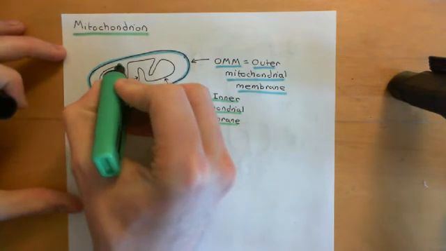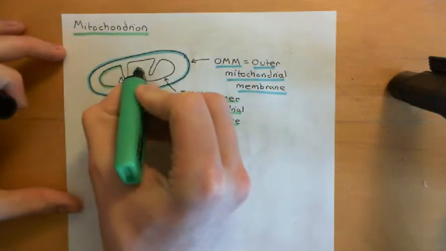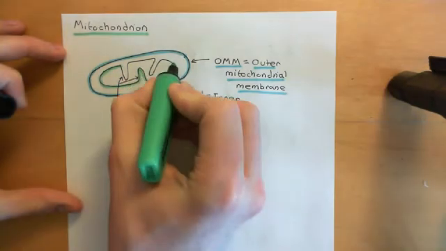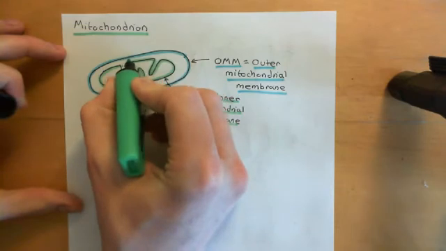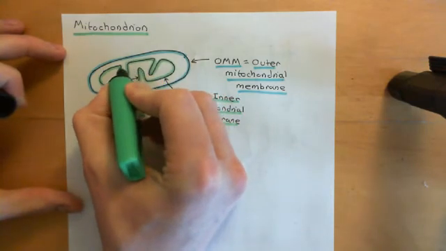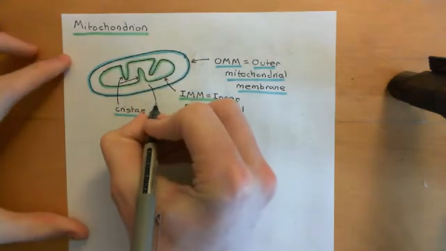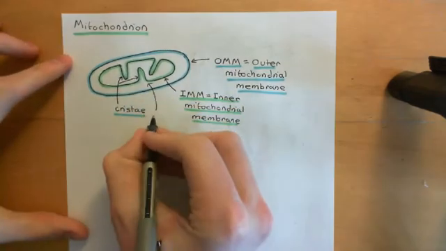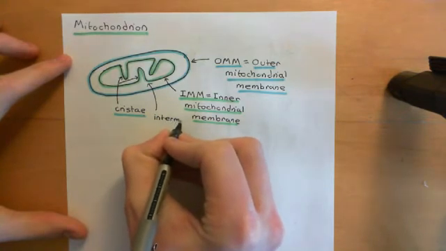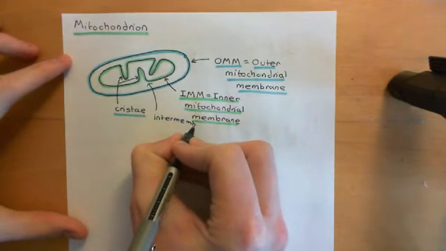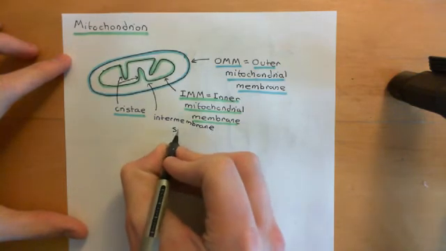Then in between the outer mitochondrial membrane and the inner mitochondrial membrane, you have that space, and this space is also going to be very important in the function of the mitochondria. This is called the intermembrane space. So this space here is the intermembrane space of our mitochondria, and this is the space into which protons are going to get pumped.